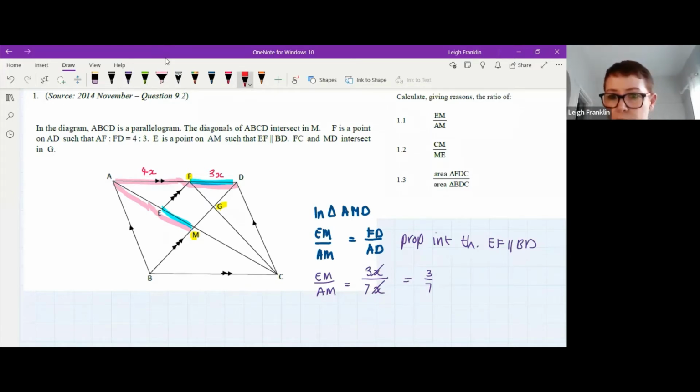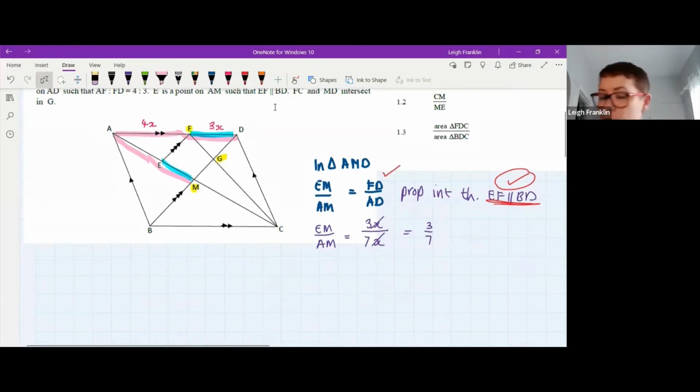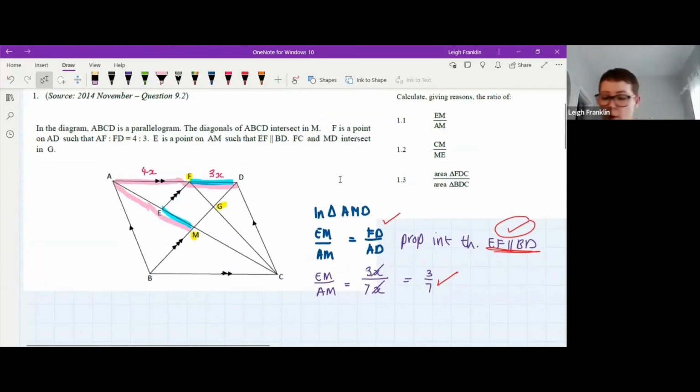For statement, for reason. And if you forget to name the parallel lines, you're going to lose this mark over here. So don't forget about the parallel lines. And then you're going to get another mark for your answer. Indeed. Okay, all right, let's try 1.2 now.